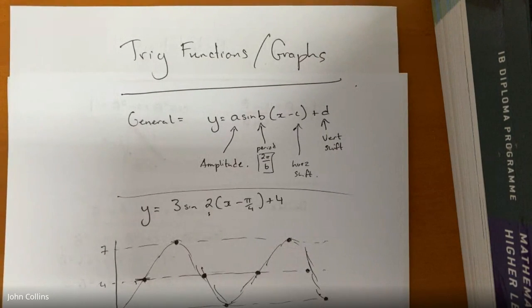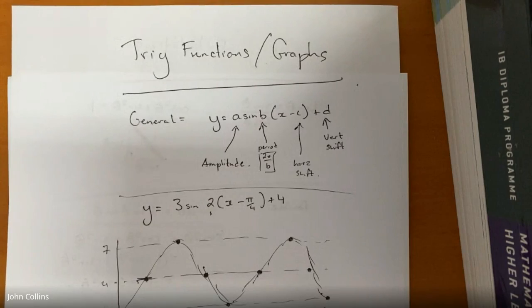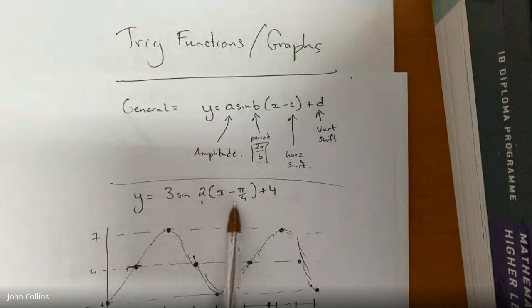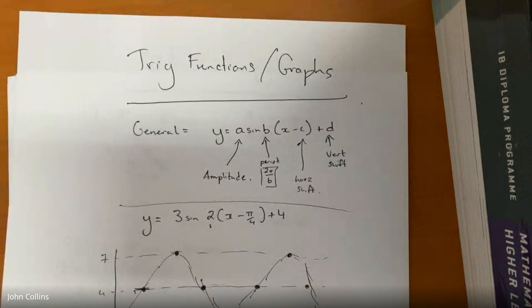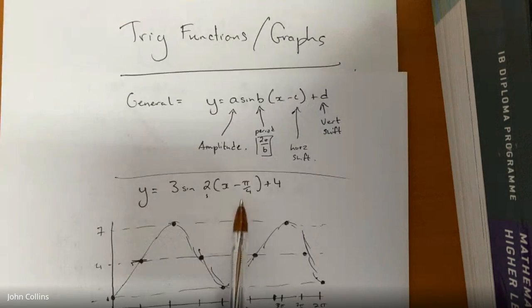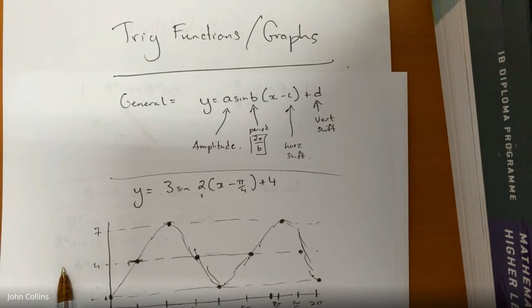Since the period is pi, pi over 4 is 1 quarter. It shifted right 1 quarter because of this minus pi over 4 here, and that's why it's starting at the bottom. But if it's plus C, it would start from the top, because you'd shift the other way. Okay. Let's continue. All right, so you're going to have to practice those.